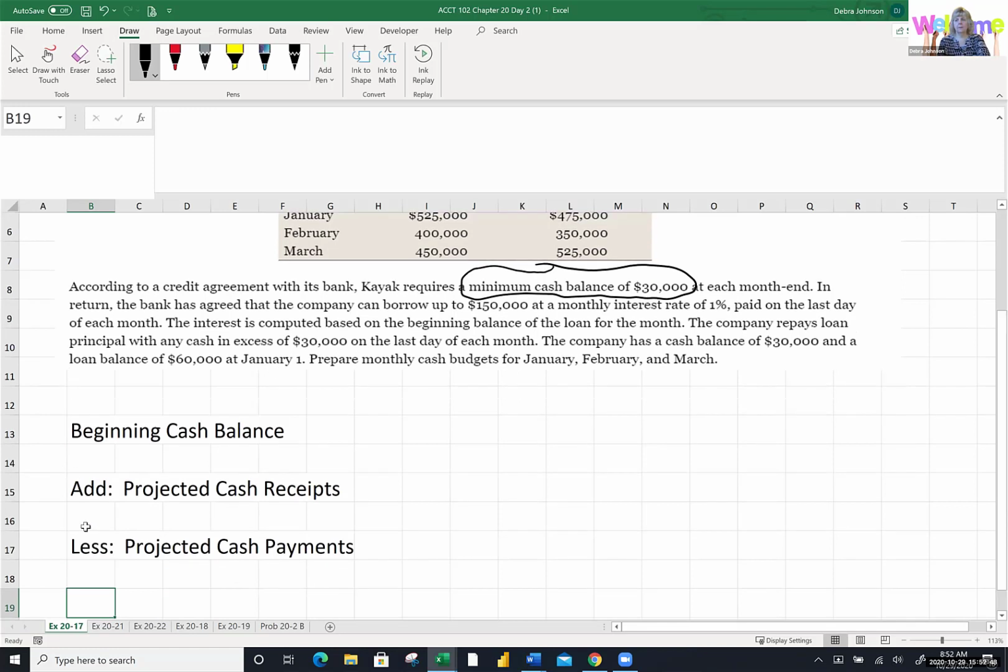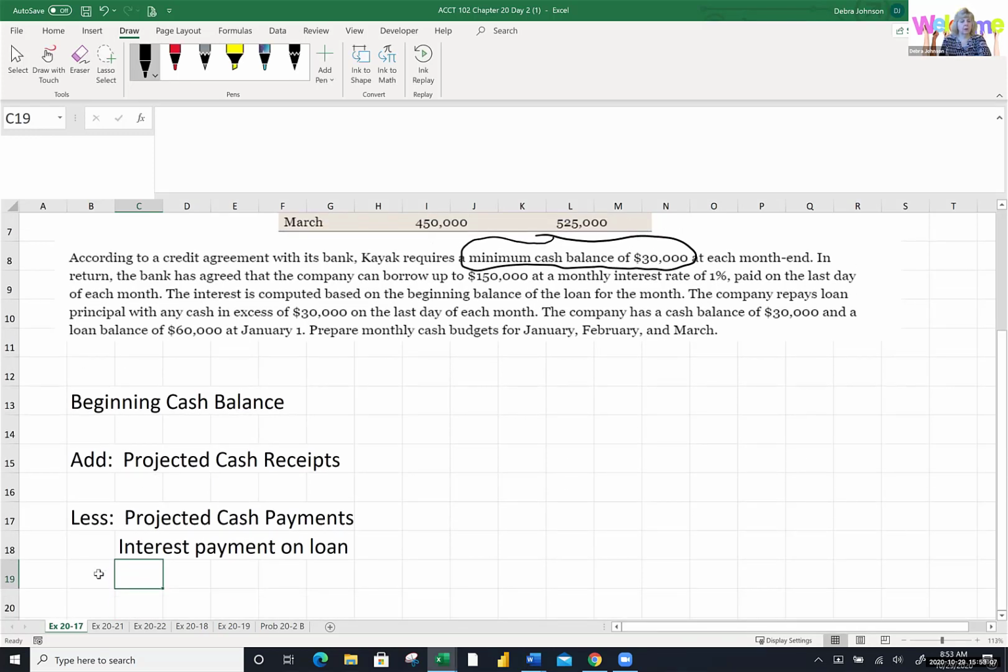And that's going to give us, well, you know what else I can put in here right now? Because I know that we have a loan, so I'm going to go ahead and put interest payment. It mentioned that we had a $60,000 loan balance, so we'll get that out of the way. And that's going to give us our preliminary cash balance.